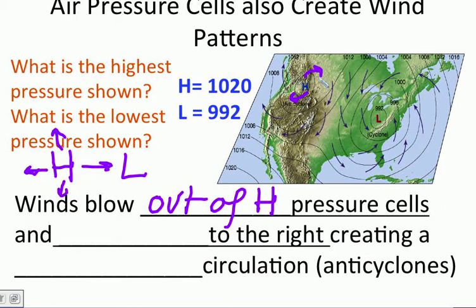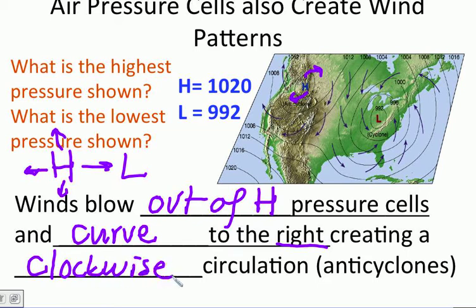And we notice that they curve slightly. As they come out of the middle of the pressure cell, they curve to the right, and that creates a clockwise circulation. And again, if we look at this weather map and we follow the arrows here, we are seeing that clockwise circulation start to form around the high pressure. So we know a lot about high pressure already, cool sinking air, high and dry, but we are now adding a new topic in. The air is coming out of high pressure as it moves to low, and it does so in a clockwise fashion.